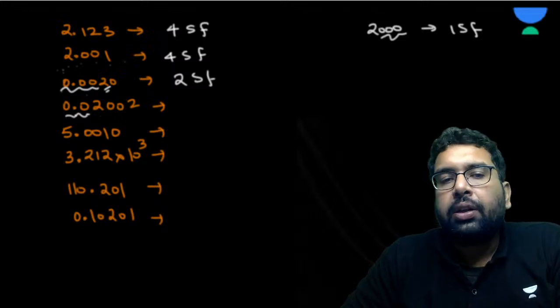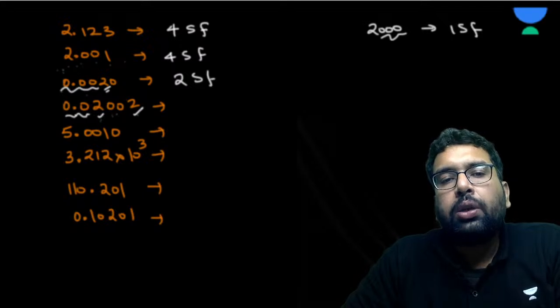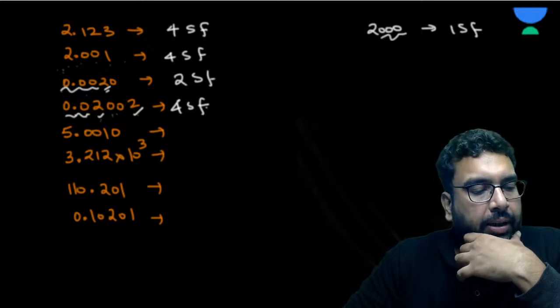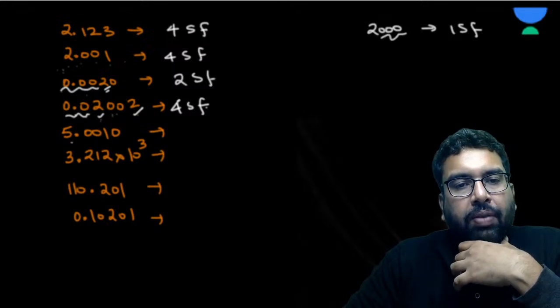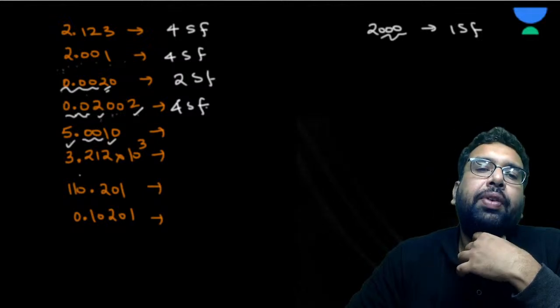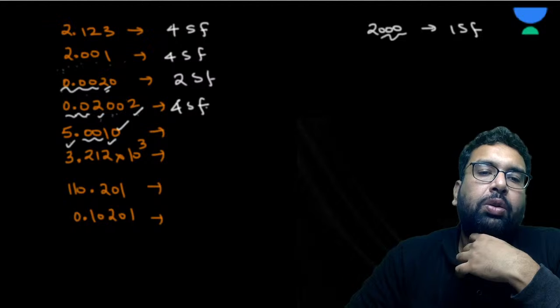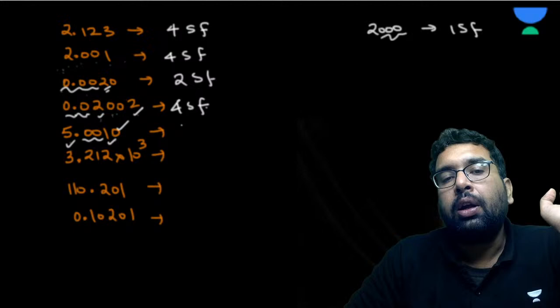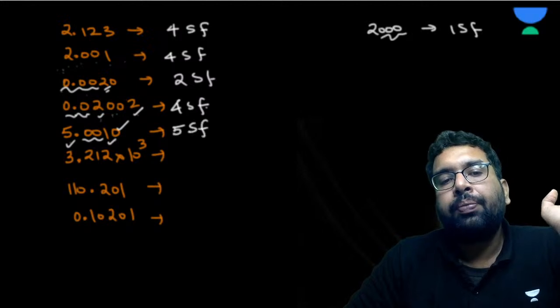Now in this one, leading zeros or the beginning zeros, initial zeros, are never significant, so these can't be significant. Now this 2002: these two are significant and these two zeros are trapped zeros, so they must be significant. So it will have 4 significant figures. Now in the fifth one, Vishal, I think you gave the wrong answer. 5 is significant, 1 is significant. These two zeros are significant because they are trapped, and this zero is also significant because it is an ending 0 and appears after the decimal. So it is 5 significant figures.